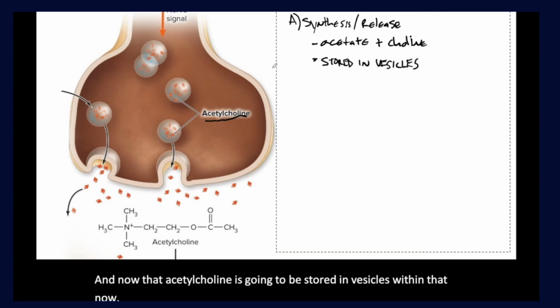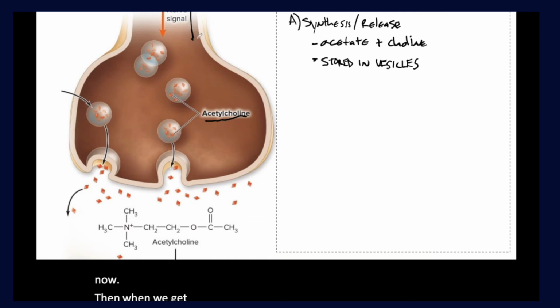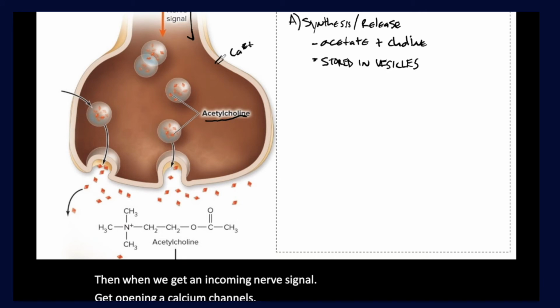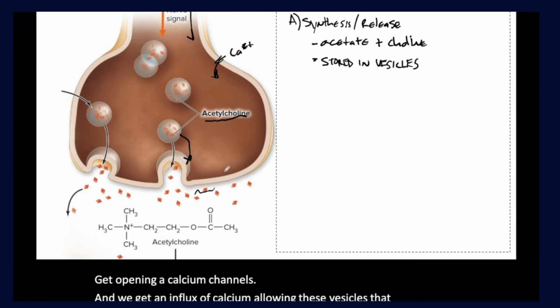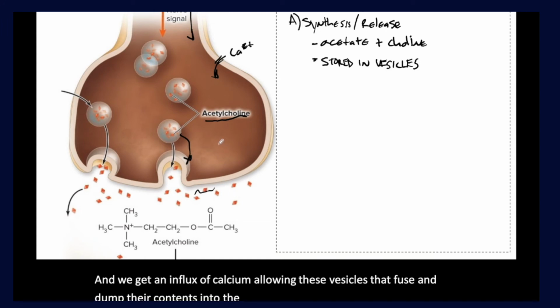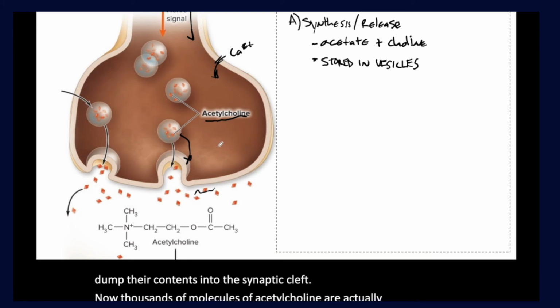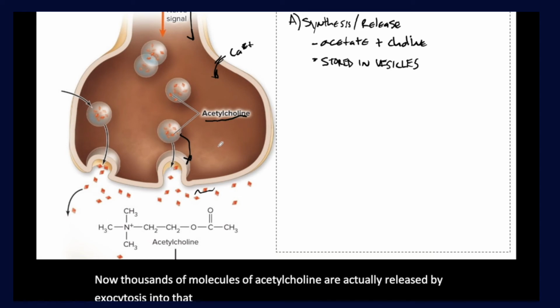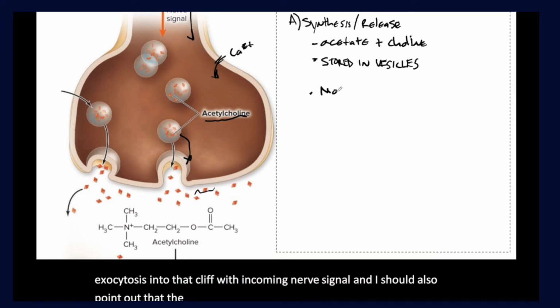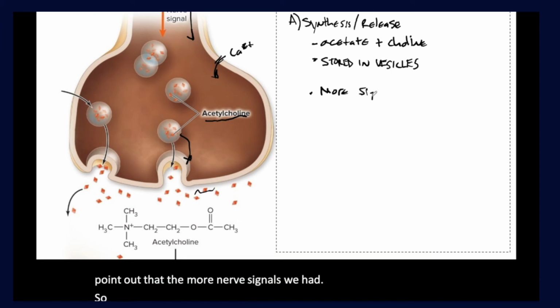Okay. Then when we get an incoming nerve signal, we get opening of calcium channels, and we get an influx of calcium, allowing these vesicles then to fuse and dump their contents into the synaptic cleft. Now, thousands of molecules of acetylcholine are actually released by exocytosis into that cleft with that incoming nerve signal. And I should also point out that the more nerve signals we had, so the more signal, that equals more acetylcholine release.